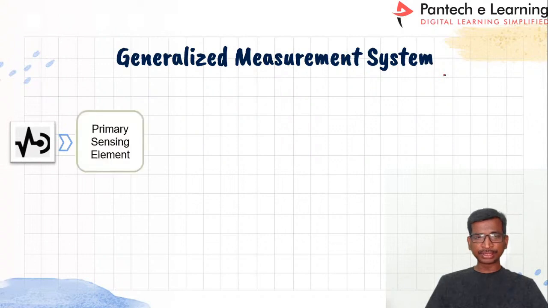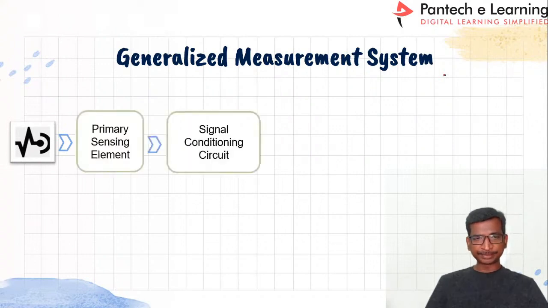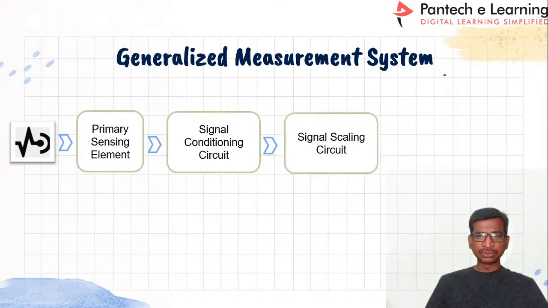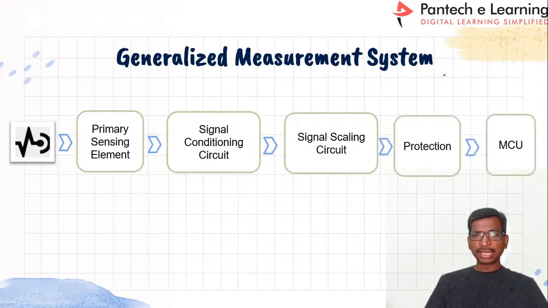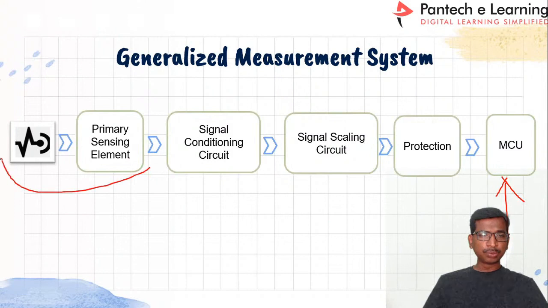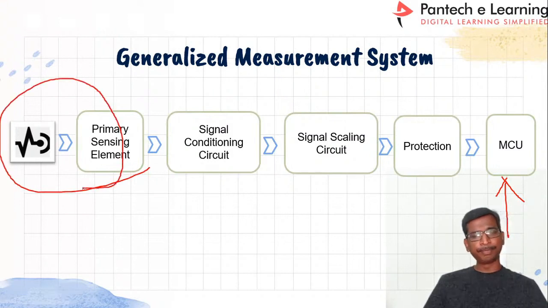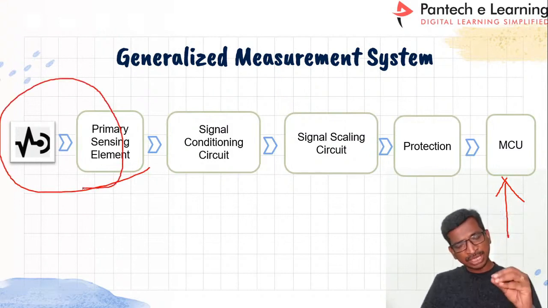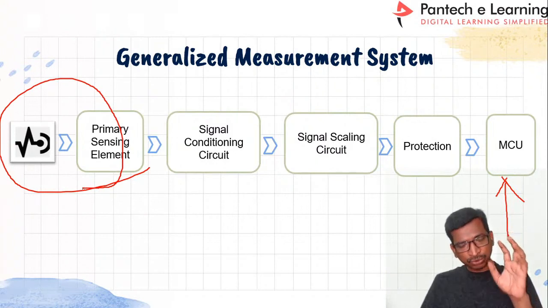So this is the sensor input, the primary sensing element, the signal conditioning circuit, and the signal scaling circuit. Either you can upscale or downscale the parameter, and finally we have to add the protection circuit, and you can connect to the microcontroller. See here in this block diagram, this is our heart of the plant. So this is the plant area where we are going to sense the actual parameter.